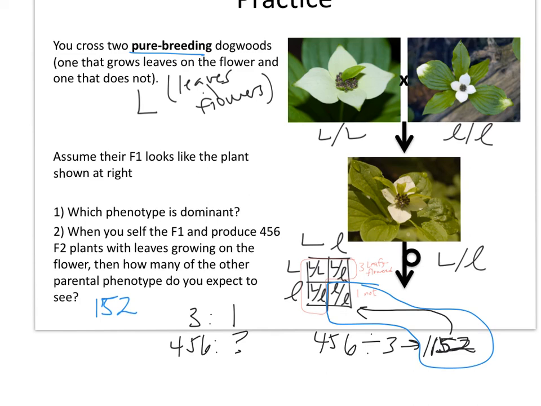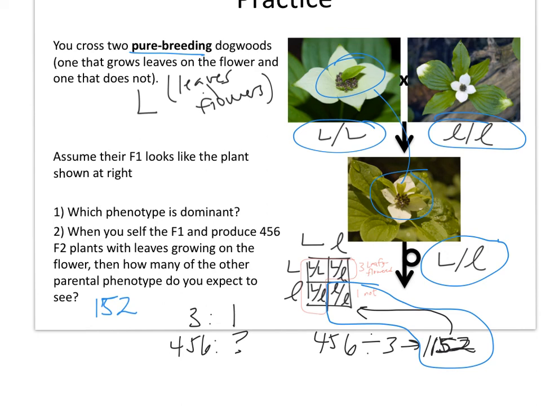Yeah? So for clarification, the phenotype that is dominant is the leaves on the flower? Correct. And we decided that because of this cross where we took homozygous pure breeding parents and crossed them to create a heterozygote, and we found that the heterozygote had that same phenotype that was in the parent that had what we arbitrarily called the capital L allele.